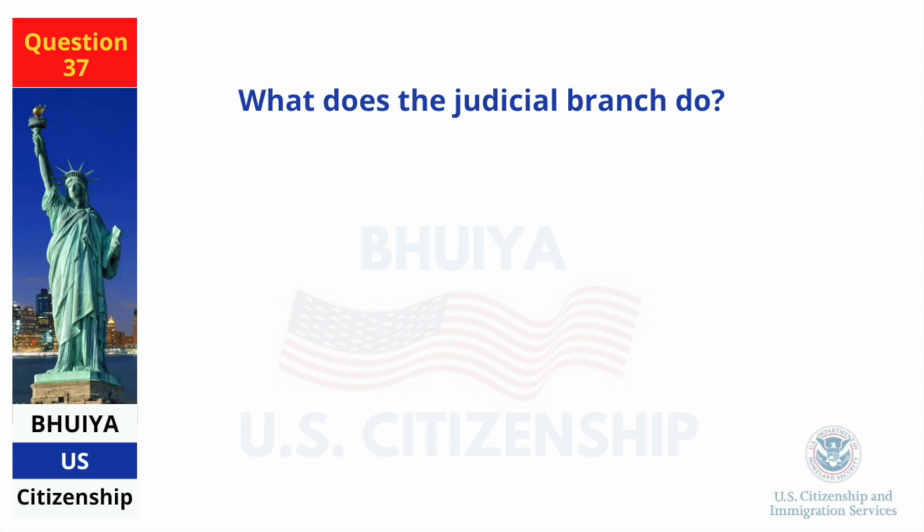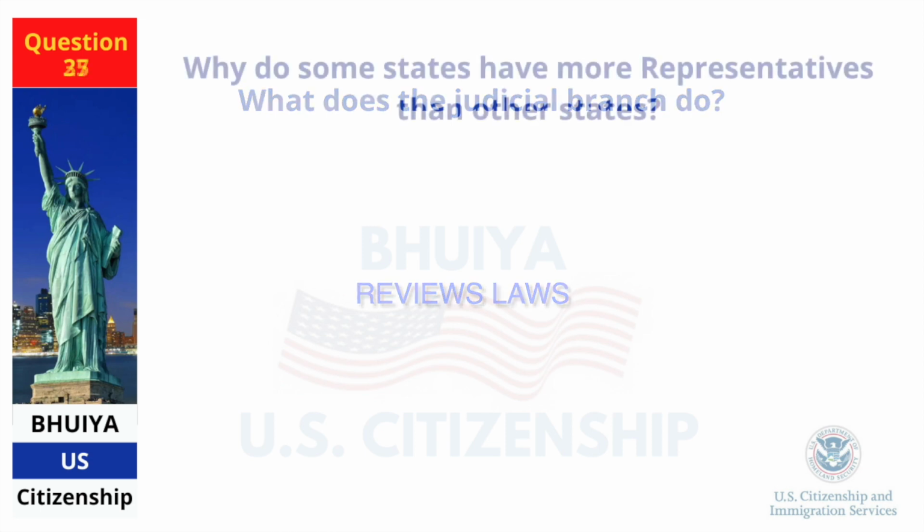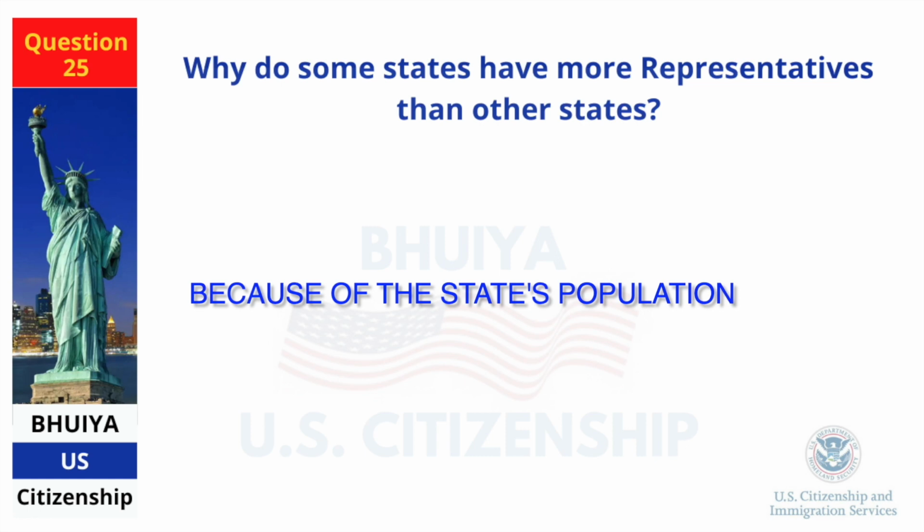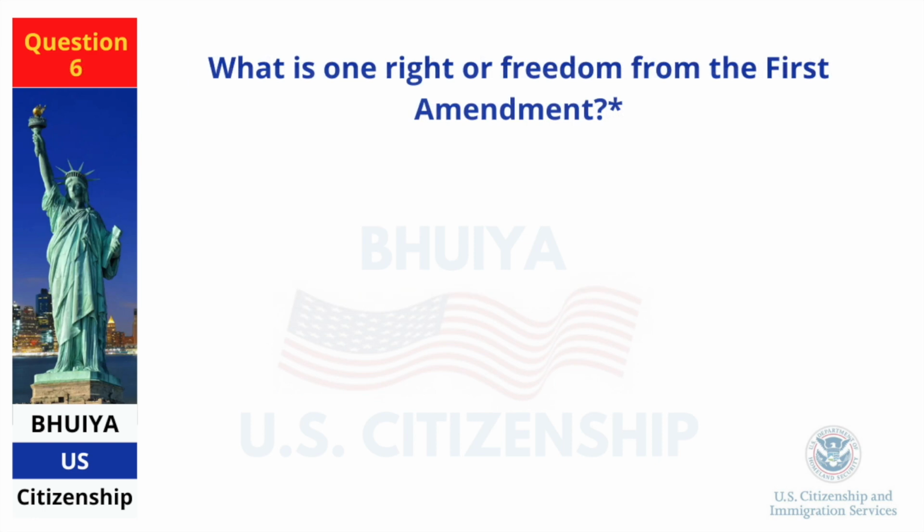What does the judicial branch do? Reviews laws. Why do some states have more representatives than other states? Because of the state's population. What is one right or freedom from the First Amendment? Speech.